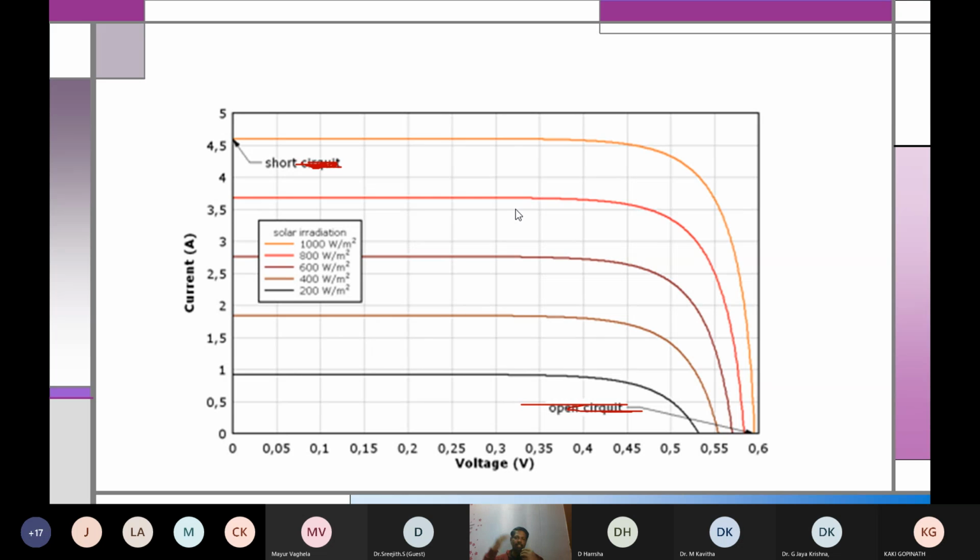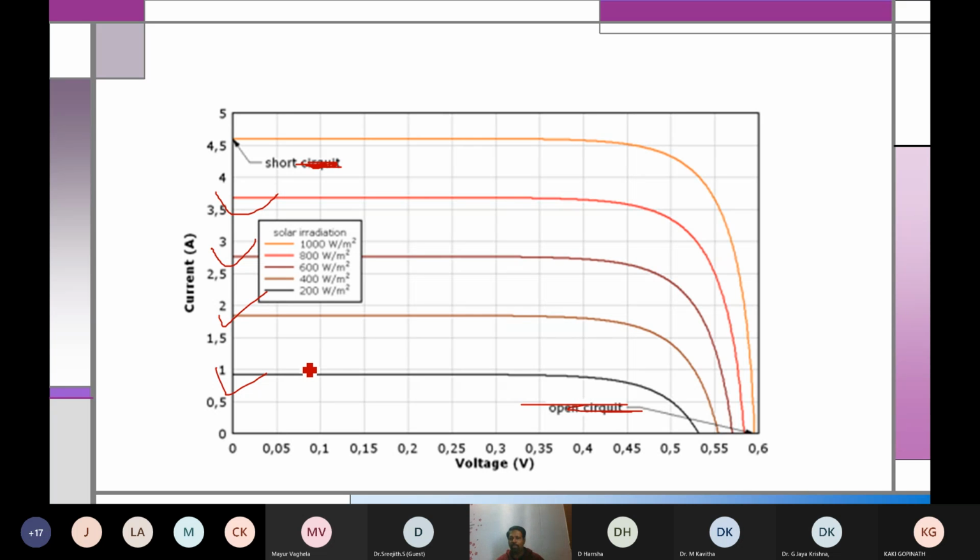If the radiation is changing, the graph will be different, or if the temperature is changing, the graph will be different. In most cases you can see 1000 watts per meter square radiation and 25 degrees centigrade. That's how they are given, and finally they will tell that this graph is for this condition. If that is changing, then the output will change. Here the temperature is kept constant and the radiation is varied. At 1000 watts per meter square this is the voltage; when it comes to 800, 600, 400, you can see the current is changing as the radiation varies.